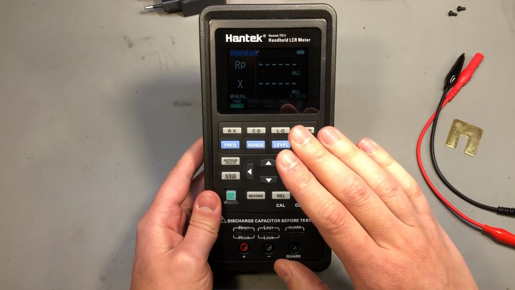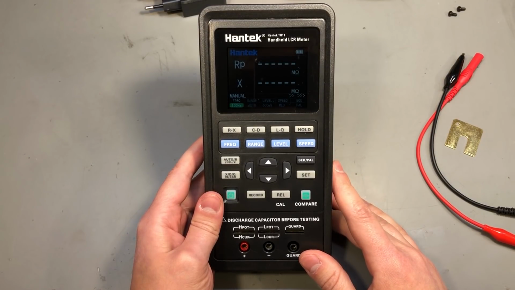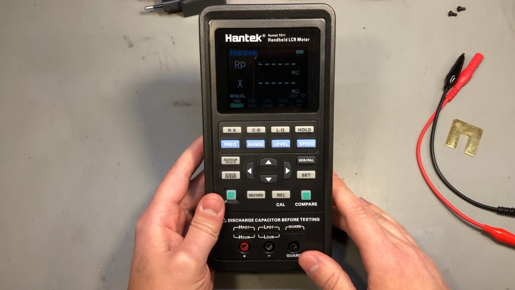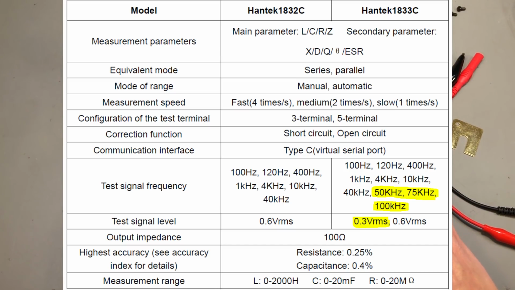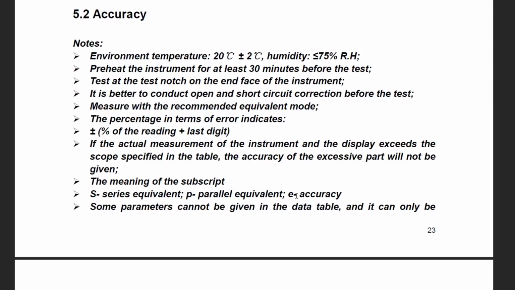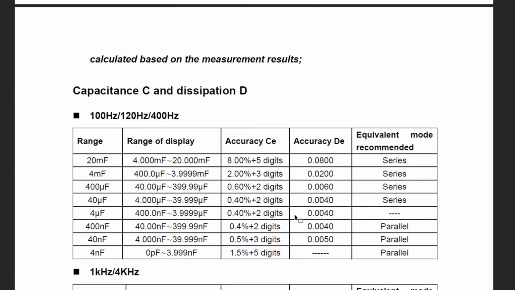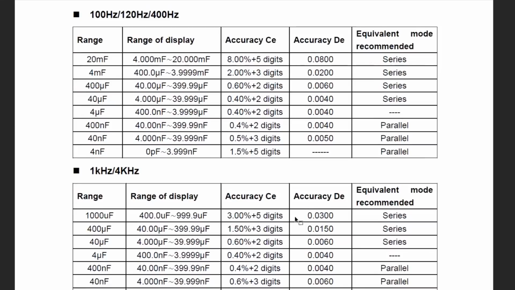Let me mention the specs of this unit real quick before we get to testing it. This is generally a 40,000 count meter, which can measure inductance, capacitance, resistance. The measurement range is 0 to 2000 henries, 0 to 20 millifarads, and 0 to 20 megohms. So that means that for its highest range, it's only a 20,000 count meter. Regarding the accuracy, it's pretty complicated. It's different for each measurement range and function.